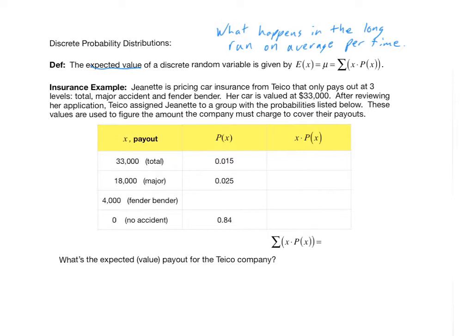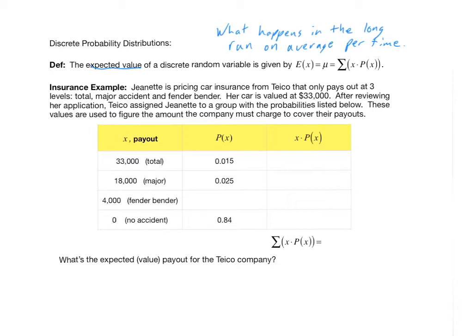Here's a typical expected value example that I want to look at. It's an insurance example. Jeanette is pricing car insurance from Tyco that only pays out at 3 levels: total, major accident, and fender bender. Her car is valued at $33,000. After reviewing her application, Tyco assigned Jeanette to a group with the probabilities listed below. These values are used to figure the amount the company must charge to cover their payouts. Essentially, we are going to play the role of an actuary who works for an insurance company, assessing the level of risk that Jeanette poses for them.